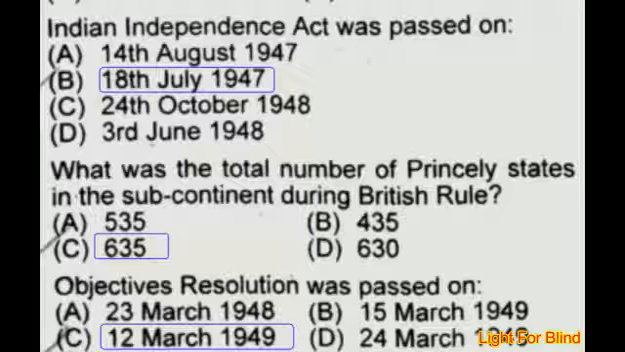Number 82. Indian Independence Act was passed on. Answer is 18th July 1947. Number 83. What was the total number of princely states in the subcontinent during British rule? Answer is 635. Number 84. Objectives resolution was passed on. Answer is 12 March 1949.